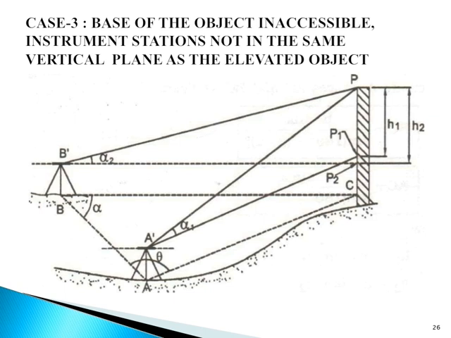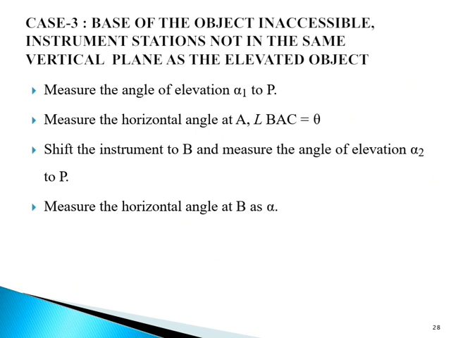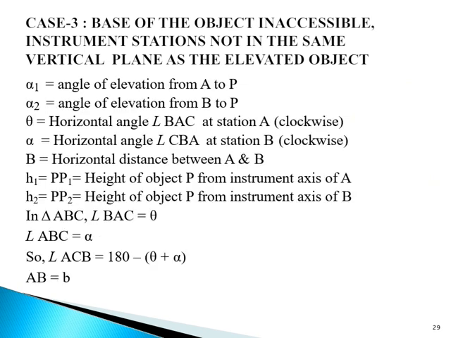H1 is equal to P1, the height of object P from the instrument axis of A, and H2 is equal to P2, the height of object P from the instrument axis of B. So let us see the procedure. All the terms are mentioned here, so note them all down.